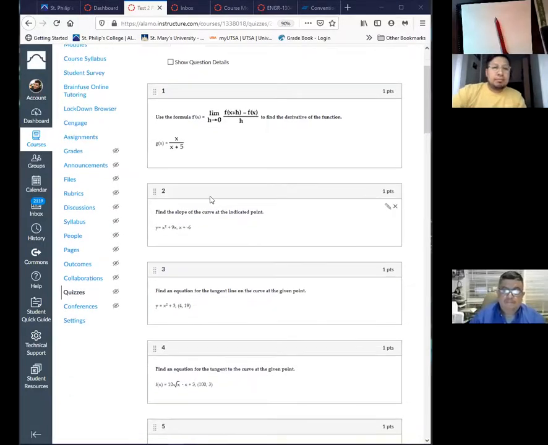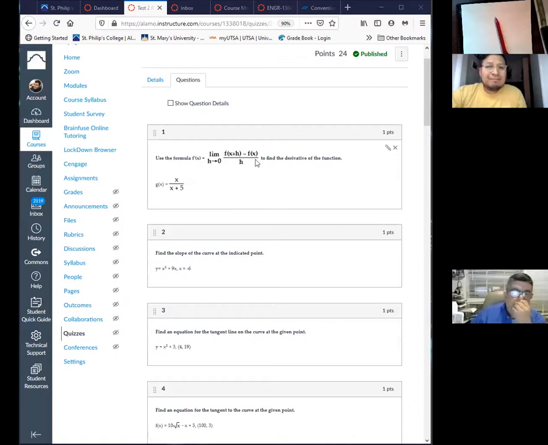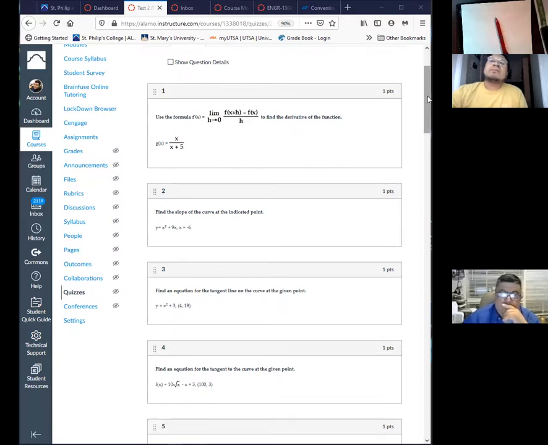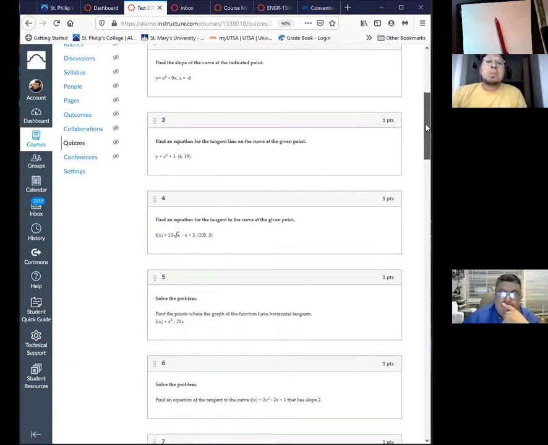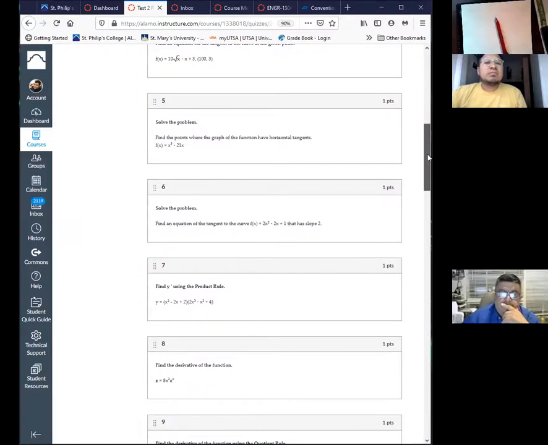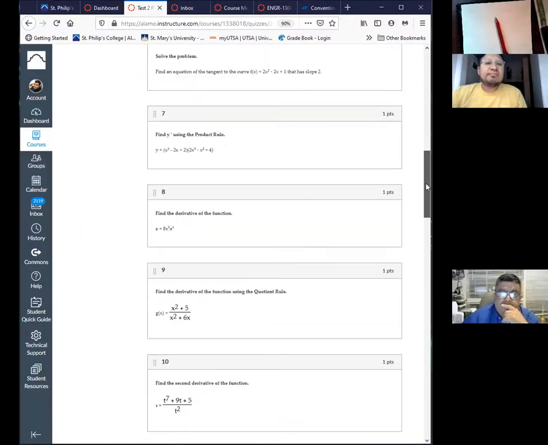Okay, so this first one, you see how they use the limit for the derivative? They do not use the shortcut. So you have one question like this where you have to do it the long way. But after that, I'm not going to make you do it. So 2, 3, 4, you just find a derivative any way you want. Okay.